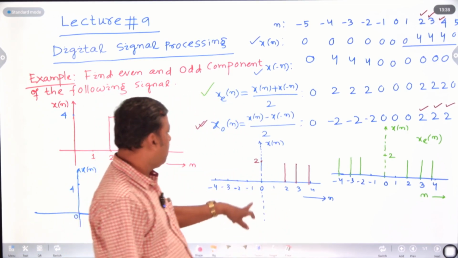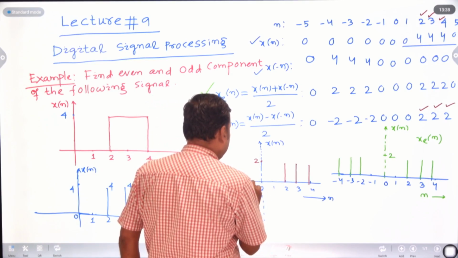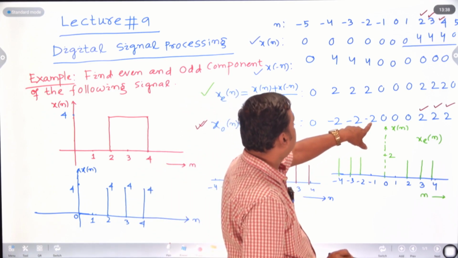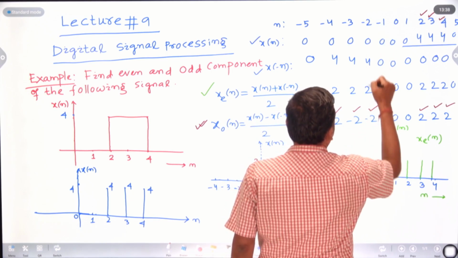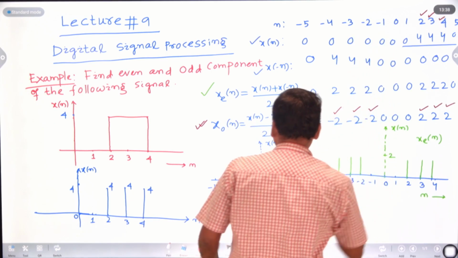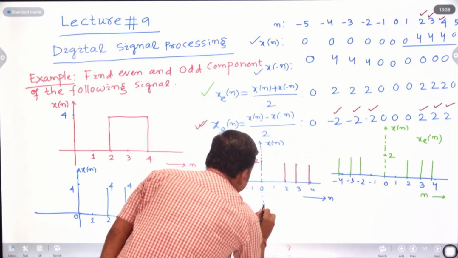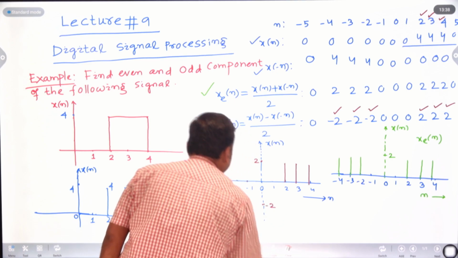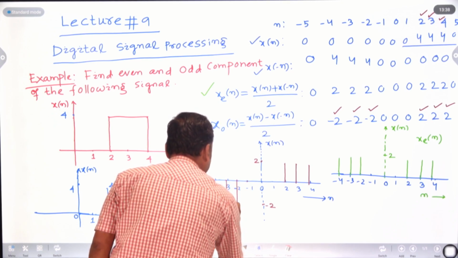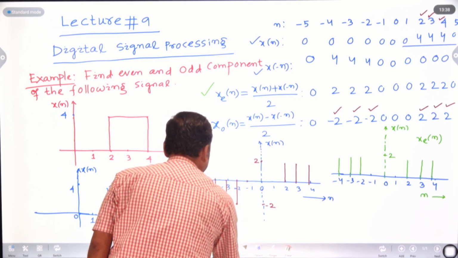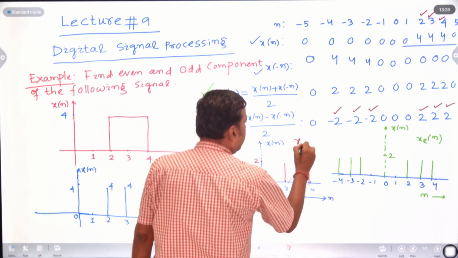Similarly, for n equal to 0 also 0, n equal to minus 1 also 0. For n equal to minus 2, minus 3, minus 4: n equal to minus 2 is minus 2, since the positive side is 2 and this becomes minus 2. So for n equal to minus 2, minus 3 and minus 4, the value is minus 2. This is nothing but the odd component of the signal.